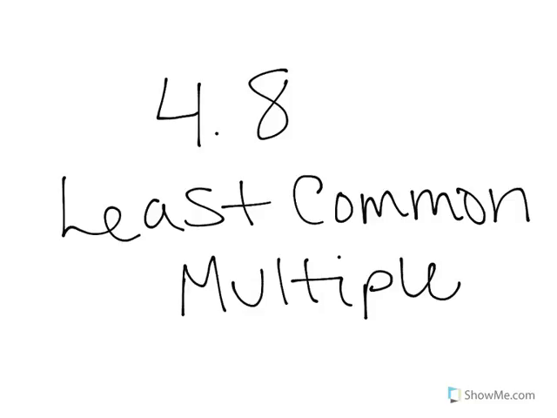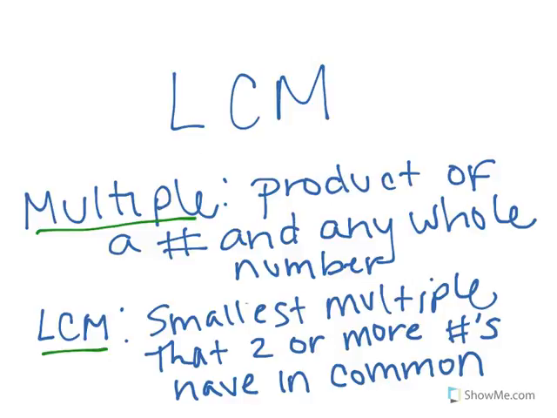This lesson is on section 4.8, titled The Least Common Multiple. You're also going to see the least common multiple written as LCM for short. A couple vocabulary terms you need to understand: a multiple is a product of a number and any whole number. Okay, so multiple, think multiply. Least common multiple is the smallest multiple that two or more numbers have in common.